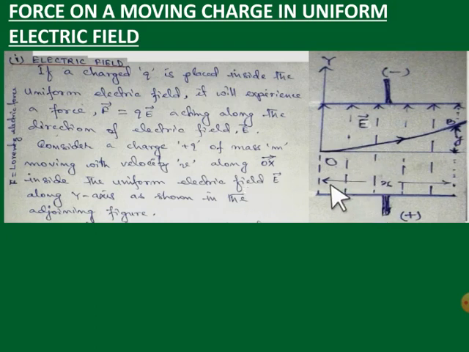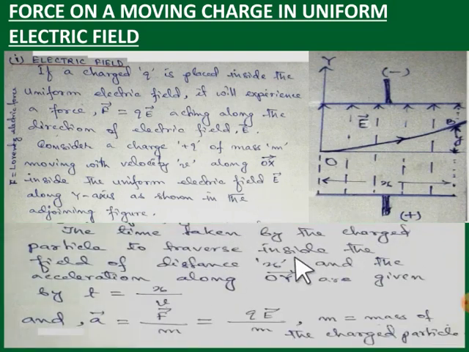Now let's try to express time in terms of the known quantities x and v. So the time taken by the charged particle to traverse a distance x inside the field, x meaning the distance of this electric field E that the charged particle should move, and the acceleration along OY are given by this: t is equal to x by v. Velocity is equal to distance divided by time, or distance is equal to velocity into time. From that, t is equal to x by v, where x is the distance traversed by the charged particle, or also the width of the electric field E.